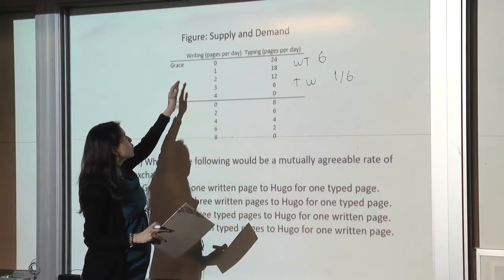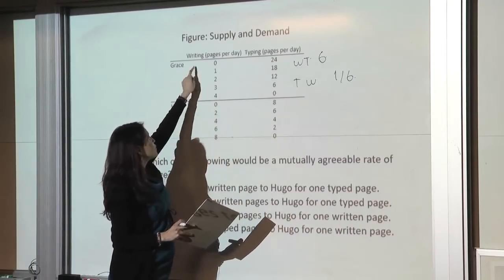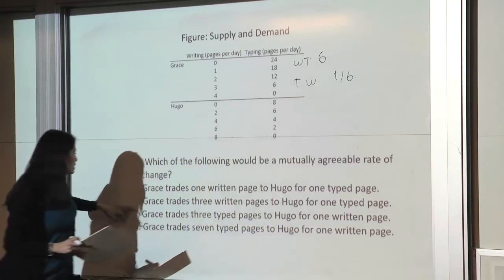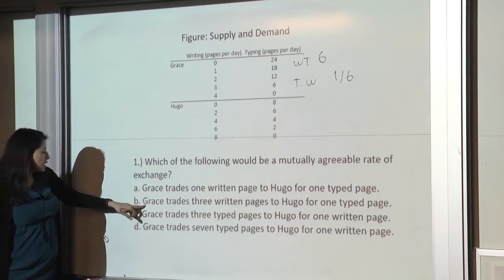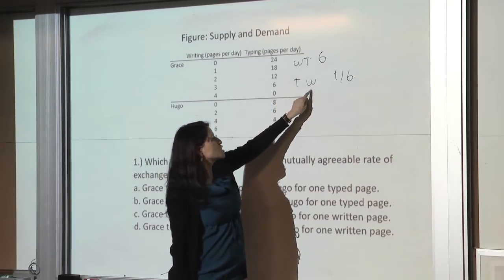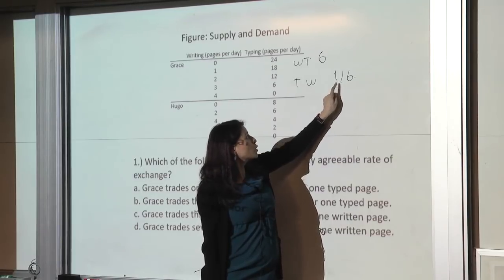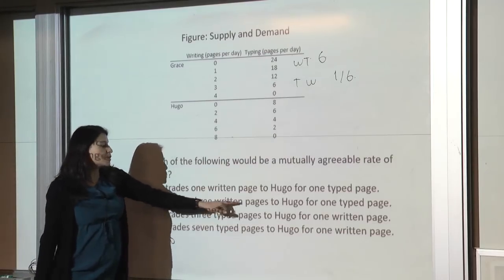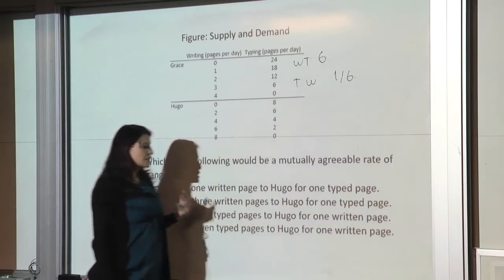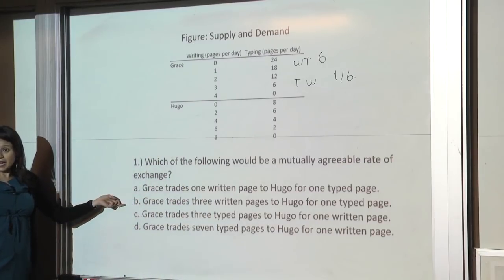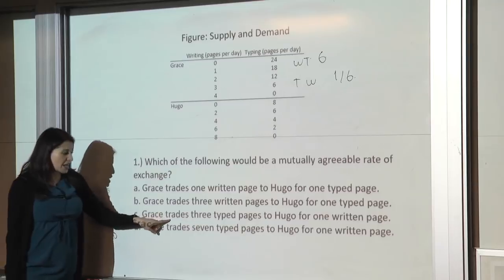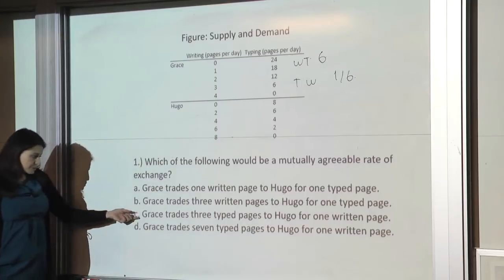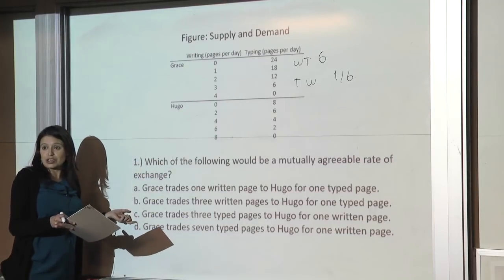Okay, so for Grace to get 1 written page, she has to give up 6 type pages, right? And to get 1 type page, she has to give up only 1/6 of a written page. So Grace trades 3 written pages to Hugo for 1 type page. This is not a good business for her, right? So then the next one is Grace trades 3 type pages to Hugo for 1 written page. That is cheaper than her opportunity cost, okay?